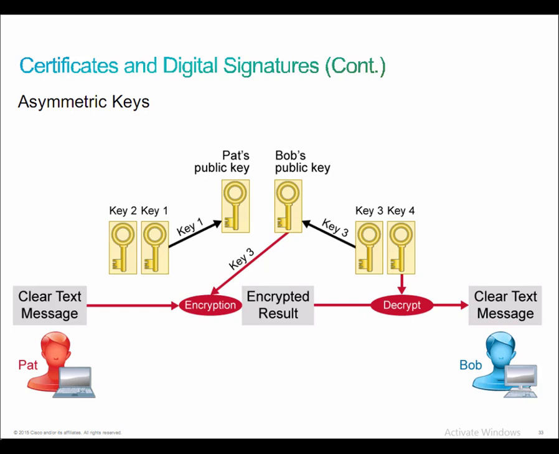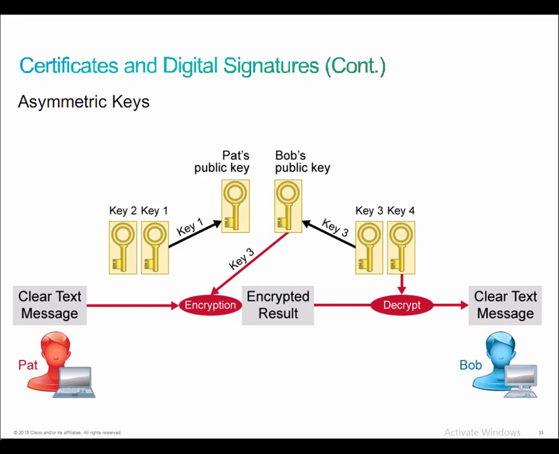So if Pat, for example, wanted to send data to Bob, and Pat wanted to hide that data so that nobody else could read that data, the first thing Pat would have to do is get Bob's public key and use that public key to encrypt the data. In addition, once Bob receives the information, he would then decrypt that data with his private key.